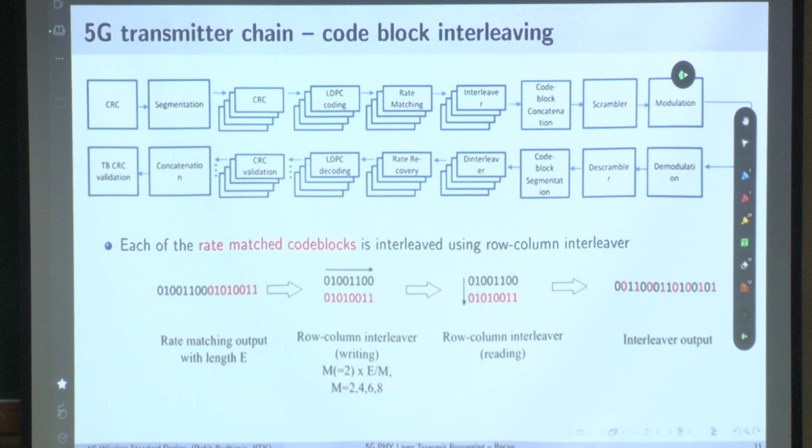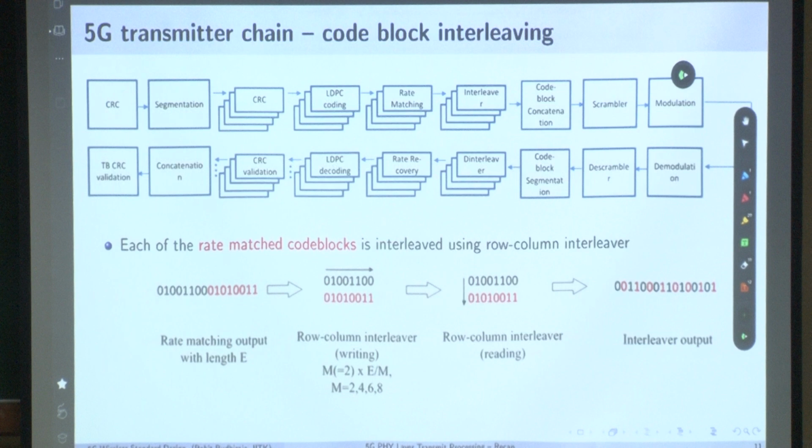Then the next process is interleaving. Why is interleaving required? In order to handle the burst errors, which the LDPC encoder finds tough to handle. The key notion here is the row-column interleaver. And how is it implemented?